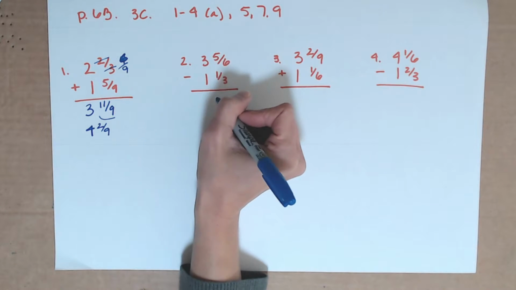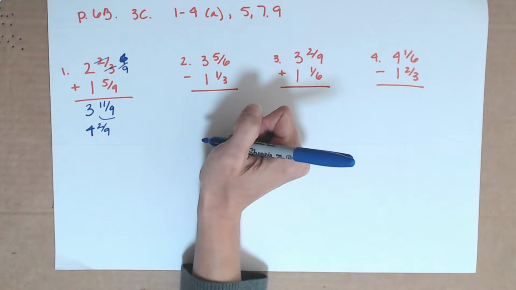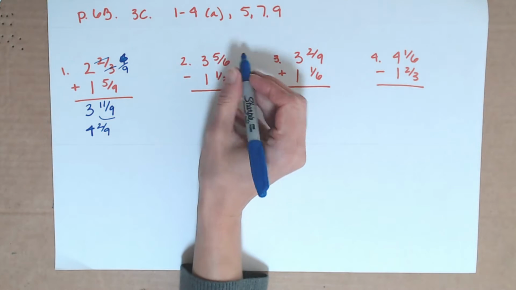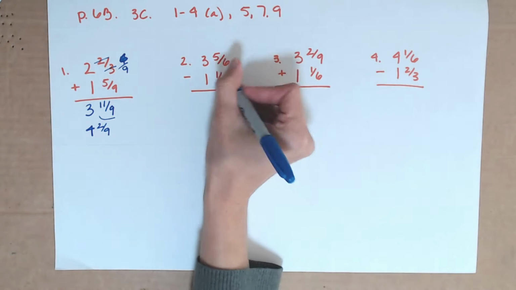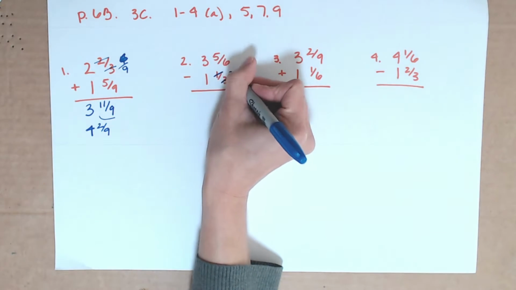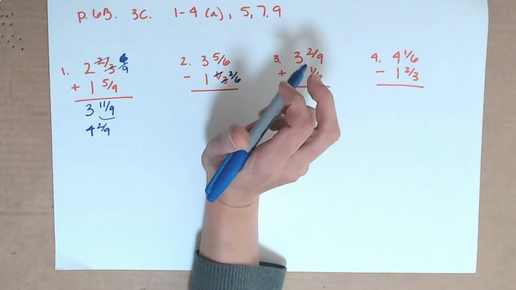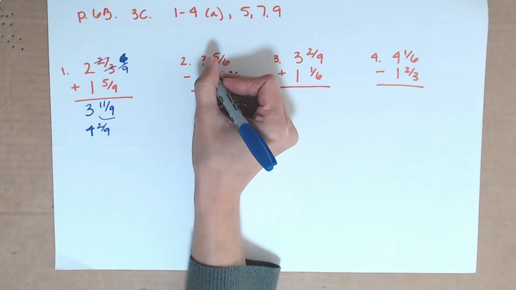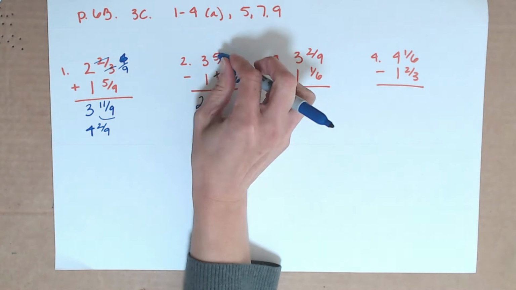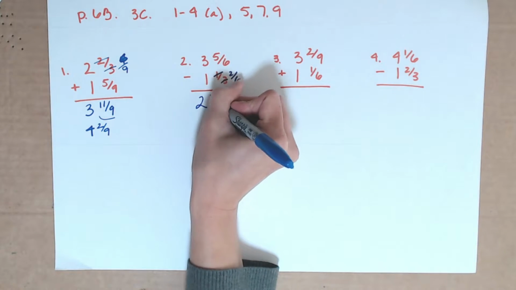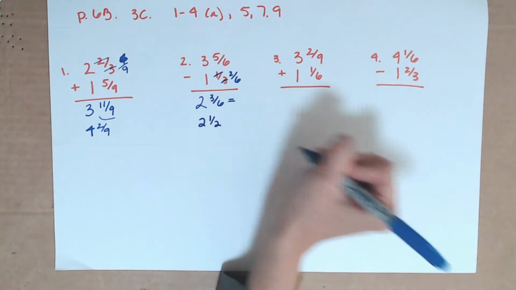On number 2, we are subtracting. Again, we want to make sure our fractional parts have like denominators so that we can subtract. We have 6 and we have thirds. If we switch them both to 6, we will have a common denominator. So this 1/3 becomes 2/6. All I did is multiply the numerator and denominator both by 2. So now I can subtract. I can subtract my whole numbers. 3 minus 1 is 2, and then the 5/6 minus the 2/6 is 3/6, which can be simplified to 1/2. So our final answer is 2 1/2.